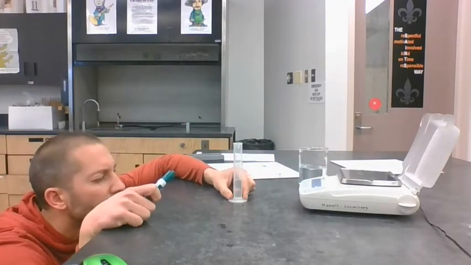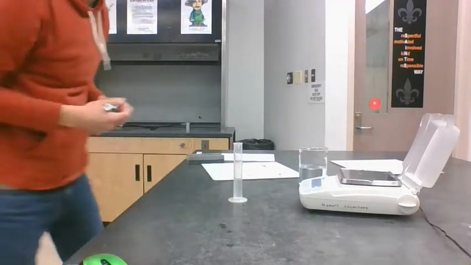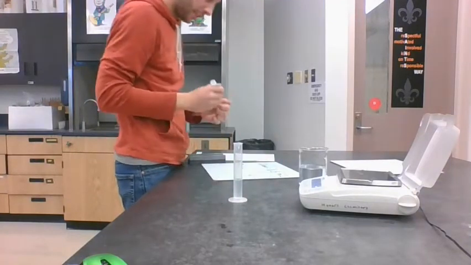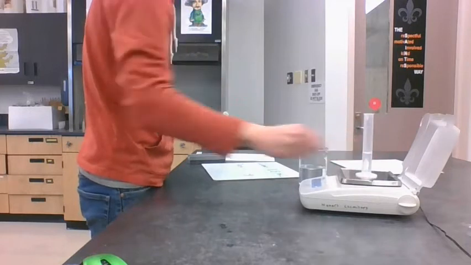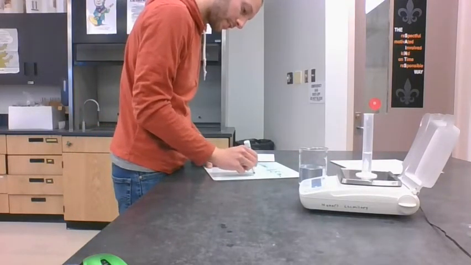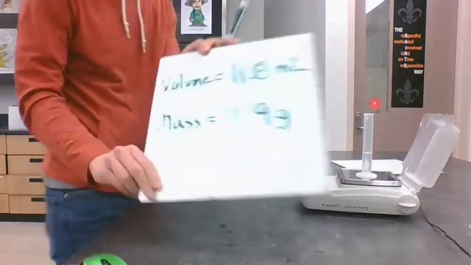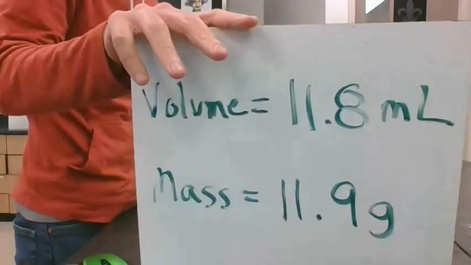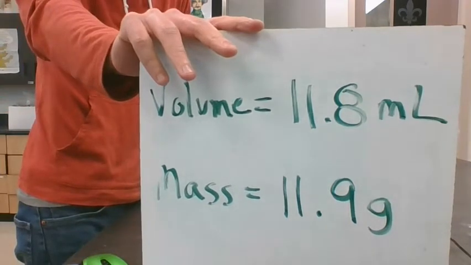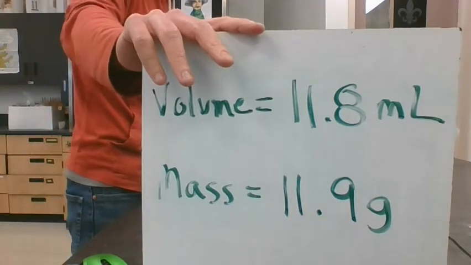That is 11.8 milliliters. Can we predict about what the mass would be? Have a guess. Let's see. It's actually at 11.9. So 11.8 milliliters for the volume, 11.9 grams for the mass.